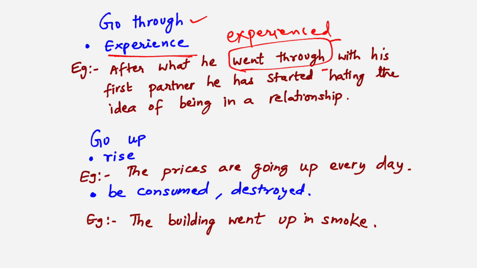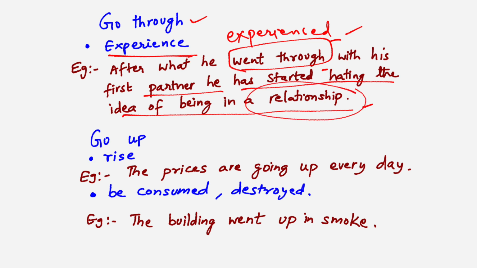Okay, after what he went through with his first partner, he has started hating the idea of being in a relationship. So maybe he had a bad experience in the past in a relationship with his partner, and now the very idea of relationship makes him scared, or he hates the idea of relationship. So in this way you can use go through in the place of experience.